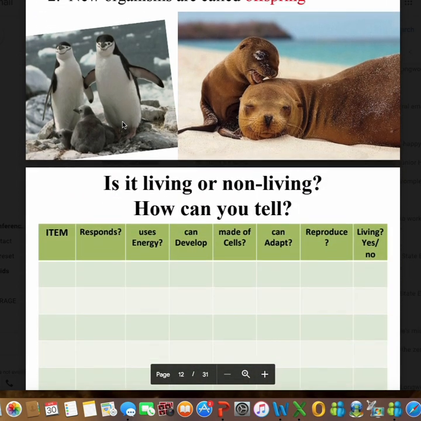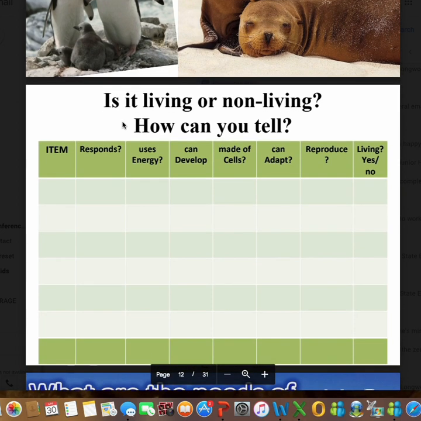All right, living or non-living. So I'm going to set up a little lab, and you're going to put your paper like this. So we're going to do labs, and you're going to tell me, does this respond? Does it use energy? Can it develop or grow? Is it made up of cells? Does it have an adaptation? Does it reproduce? And then you tell me if it's living or non-living. So it's going to be tomorrow's little lab.